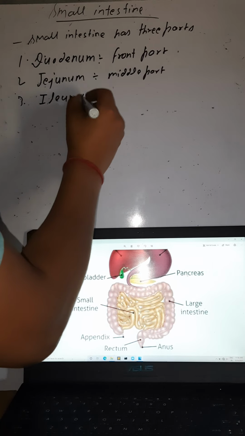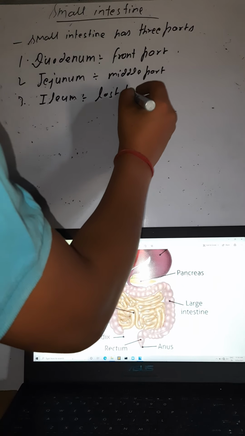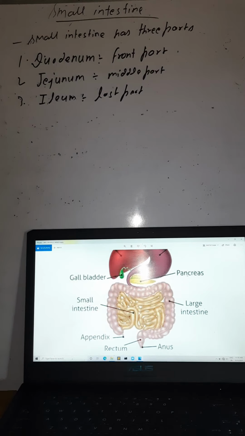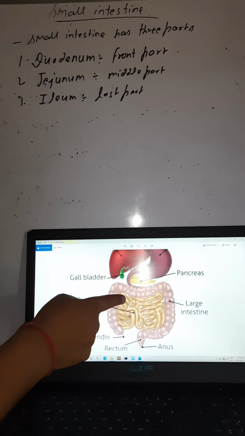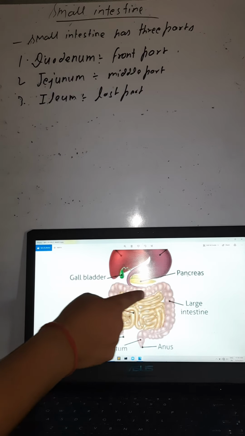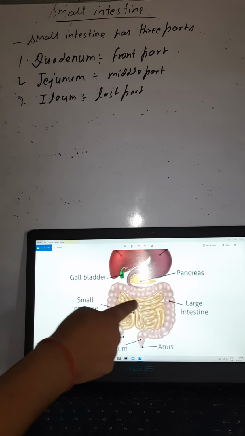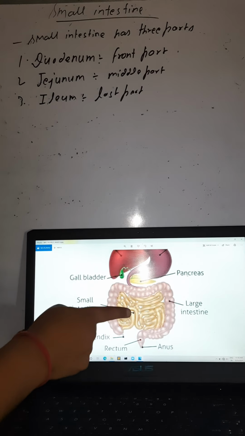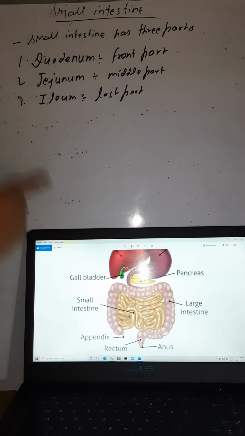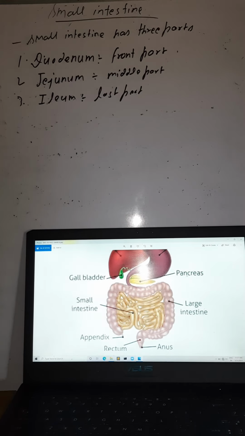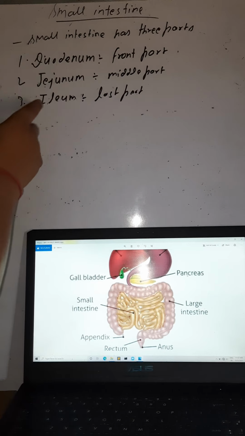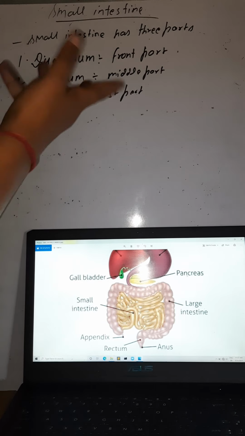Ileum. So this is the last part of the small intestine. So this is how the small intestine has been divided into three regions, or three parts you can say. The front yellow part would be called the duodenum, the middle part would be called the jejunum, and the last part would be called the ileum. All three parts of the small intestine have different functions.